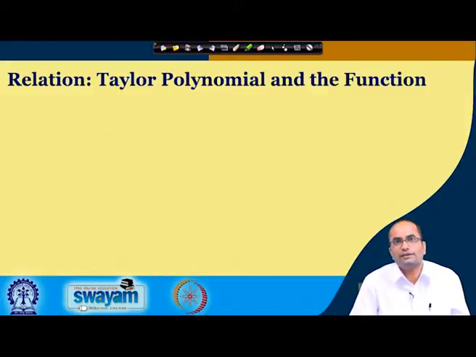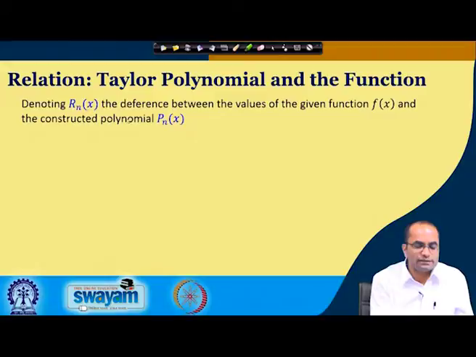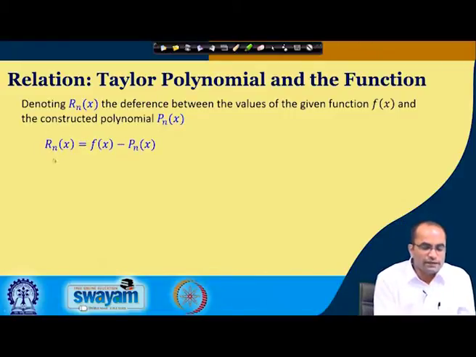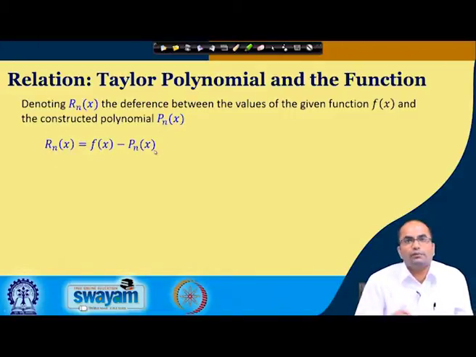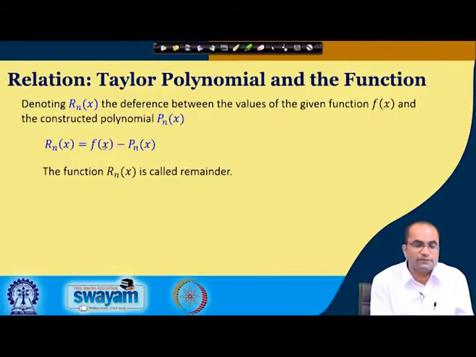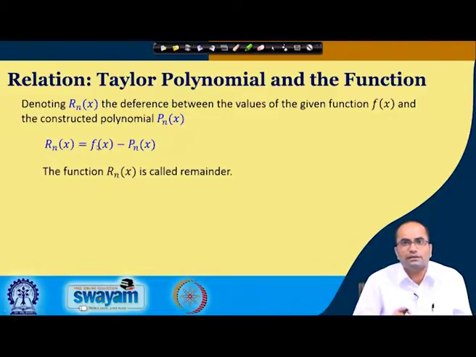So, what is the relation of the Taylor's polynomial and the function? That means, because this Taylor's polynomial was representing the function to some approximation. So, now we will denote by R n x the difference between the values of the given function and the constructed polynomial P n x. In this case, R n x is called the remainder, because this is the difference between the actual value of the function minus the polynomial value at the point x.